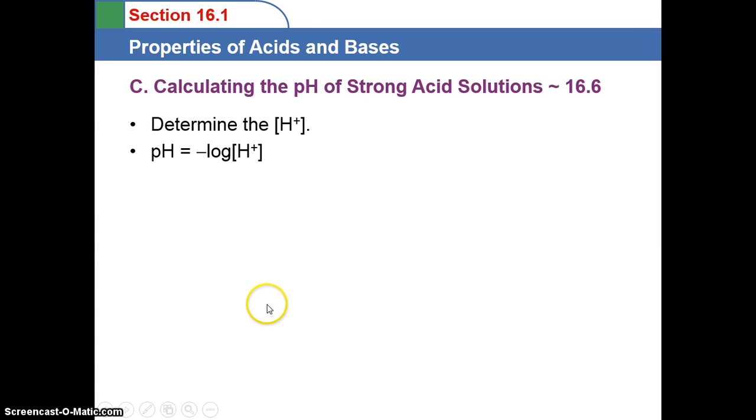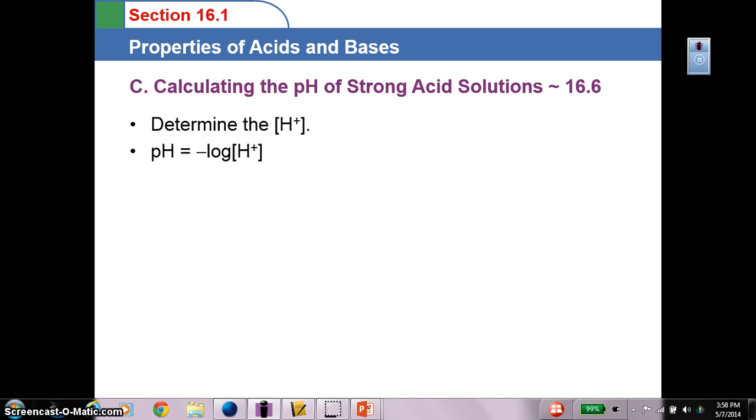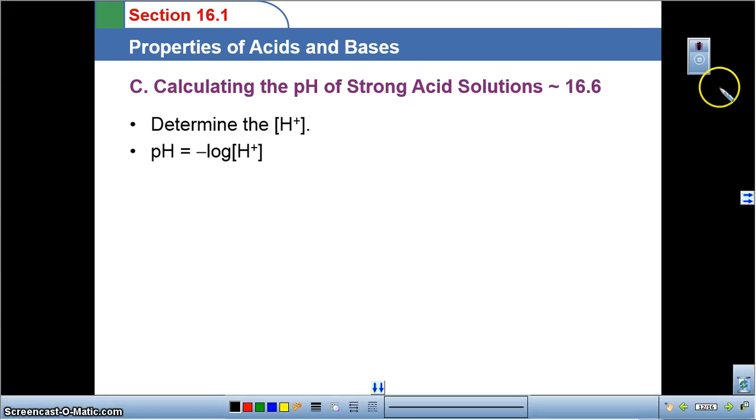And one last thing just to touch on, calculating the pH of a strong acid. Remember, the strong acids go to completion. So in order to get the pH of a strong acid, we just are going to determine the hydrogen ion concentration and then take the negative log of that to determine the pH. So it's really nothing new. Let's go ahead and take a look at an example, and this is found on page 533 of your textbook, and it says calculate the pH of a solution that is 0.1 molar HNO3.